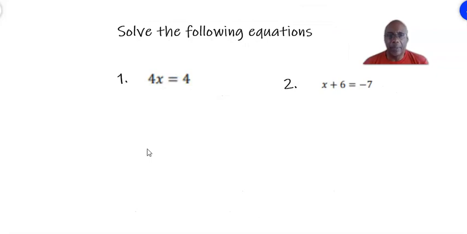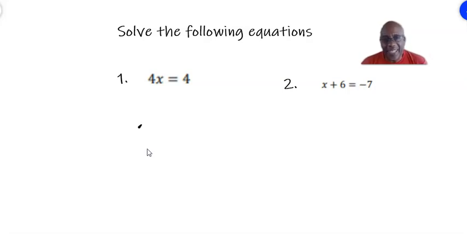In this first example, we have 4x equals 4, and we have to find the value of x. Well, you know that 4x means 4 times x. So basically, you want to find out what you multiply 4 by to get 4. And we know the answer is 1. And so x must be equal to 1. But then, what is the method of solving it logically?